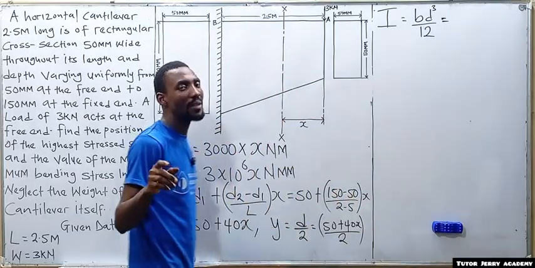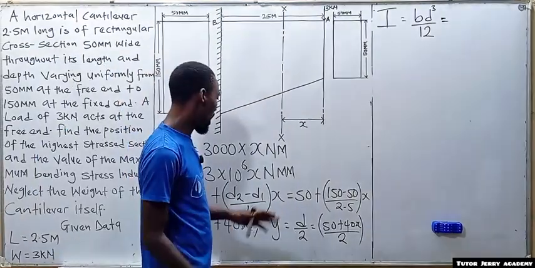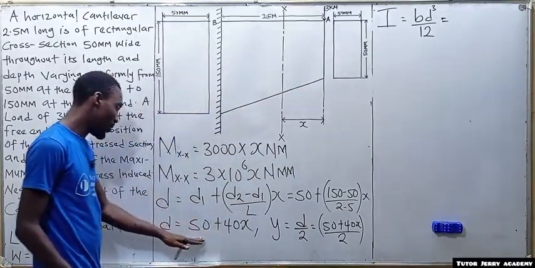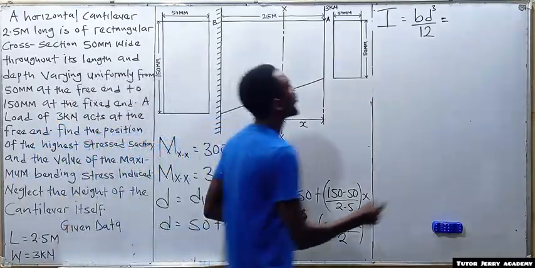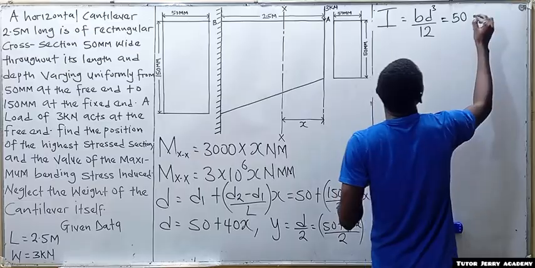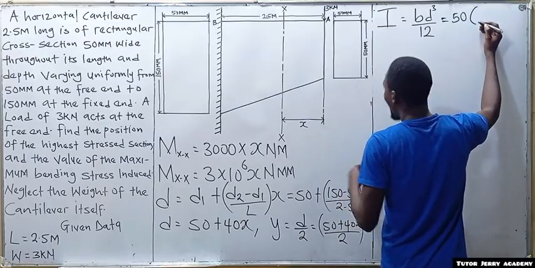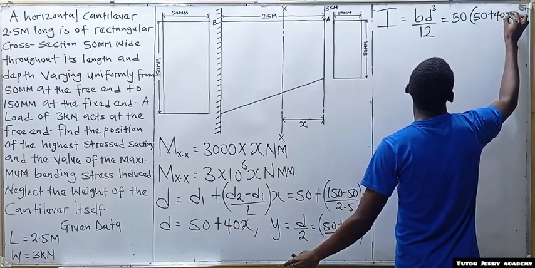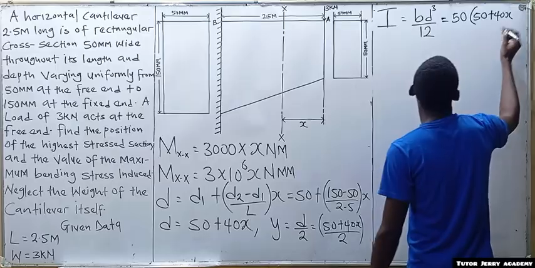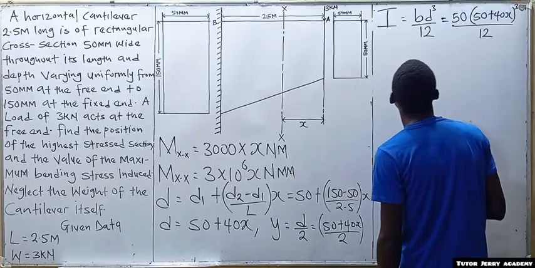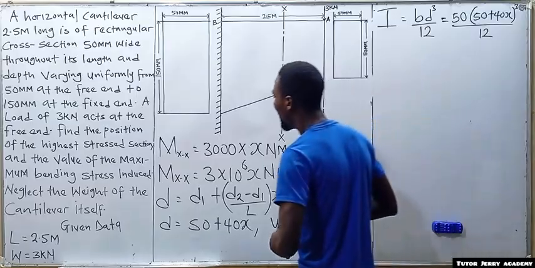What will be the base and what will be the depth? So it's going to be what? 50, and the depth is going to be 50 plus 40s, right? So we are going to have 50 as our base, you can see, for the rectangular section. Then multiply by 50 plus 40s all to the power of 3 divided by 12. So this is our moment of inertia.